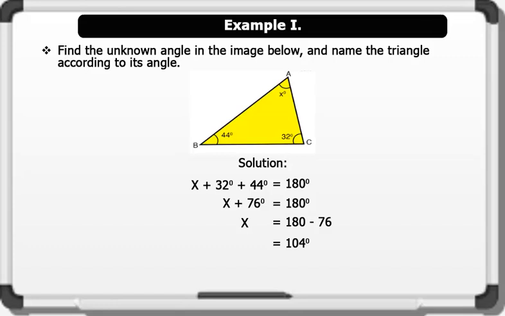Note that an obtuse angle triangle is a triangle in which one of the interior angles measures more than 90 degrees. Hence, this is an obtuse angle triangle.